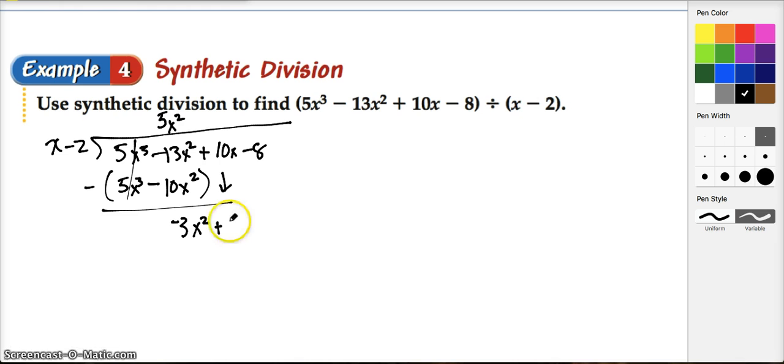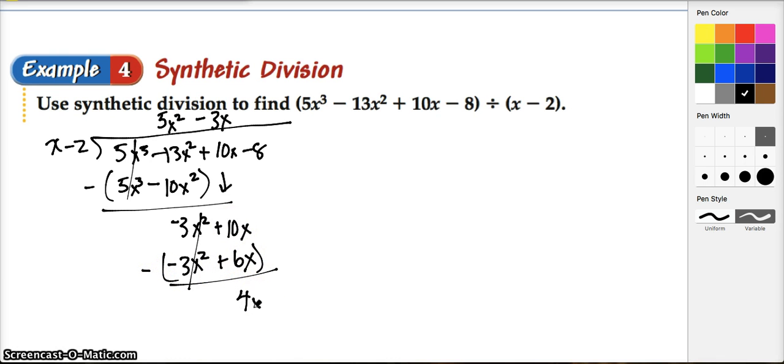Bring down your next term, which is a plus 10x. I'm going to ask myself, how many times does x go into negative 3x squared? It goes in there negative 3x times, because negative 3x times x gives me a negative 3x squared. Well, you know what I'm going to do? I'm going to multiply each term by this negative 3x. So here I get negative 3x squared, and then I get a positive 6x. And of course, put it in parentheses and subtract. When I do that, these guys cancel out, which we can expect. That's been the pattern. And then I subtract out this guy over here, and I get a negative 6x and a positive 10x, which gives me a positive 4x.